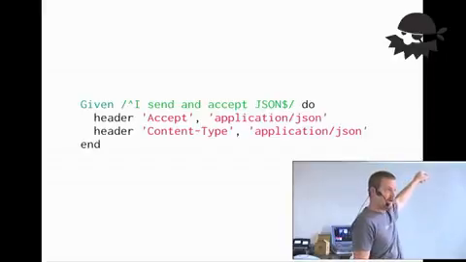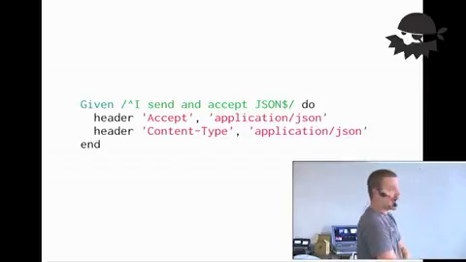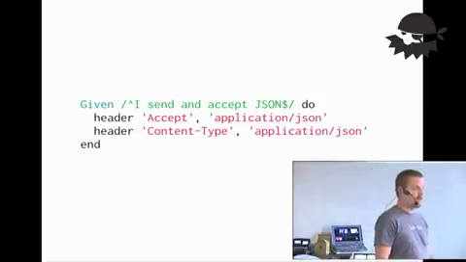I'm setting a header with the key accept and the value application JSON. I'm doing the same thing for the content type. Now, let's just real quick go over what those two things do.